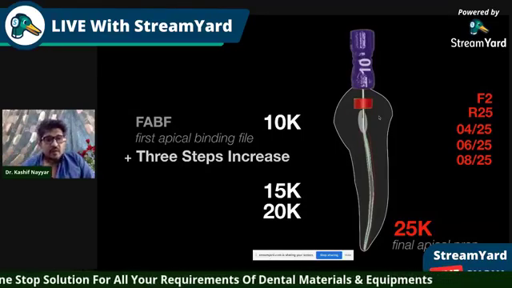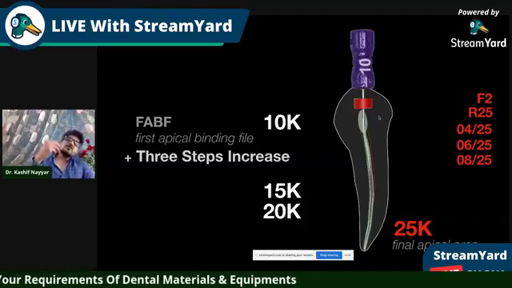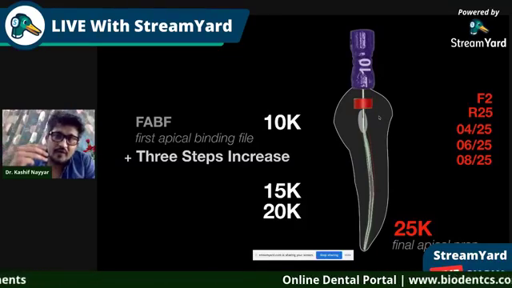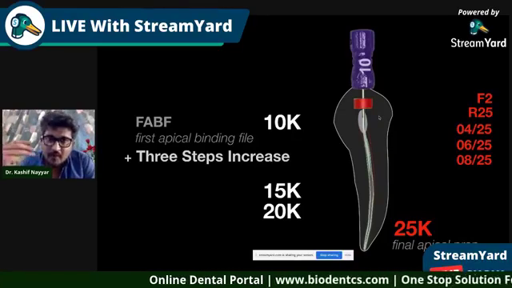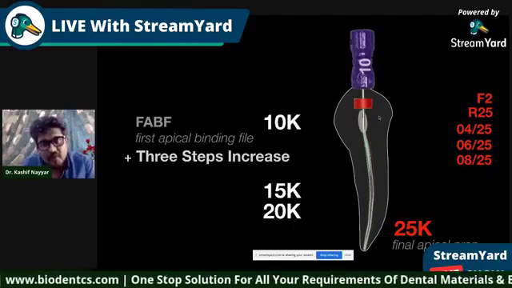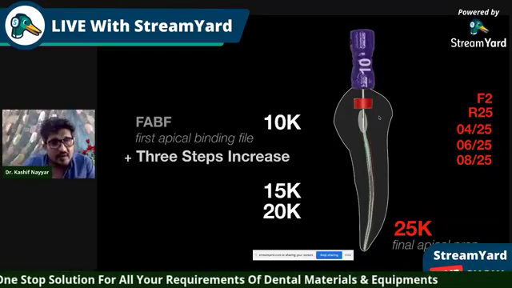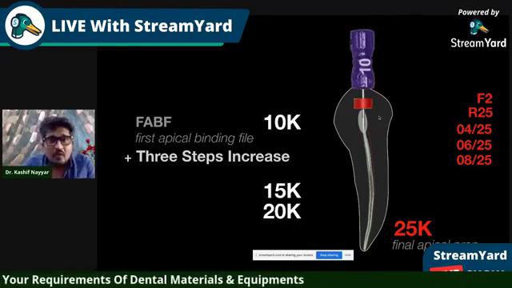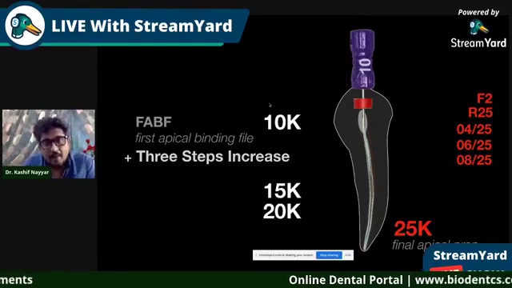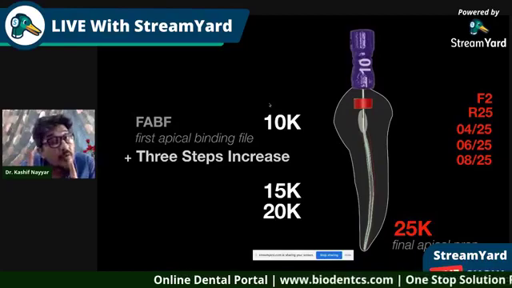And research says that if we just increase 3 to 5 numbers, or 3 to 5 steps of this apical diameter, there is no significant difference between these 3 steps or 5 steps. So having said that, we will perform a 3-step increase in the first apical binding file.